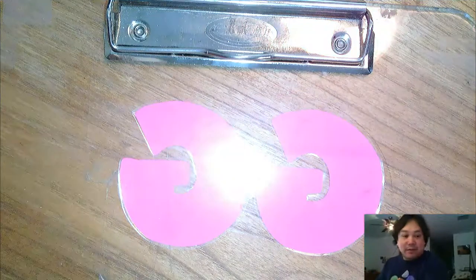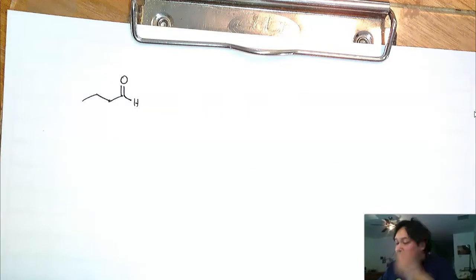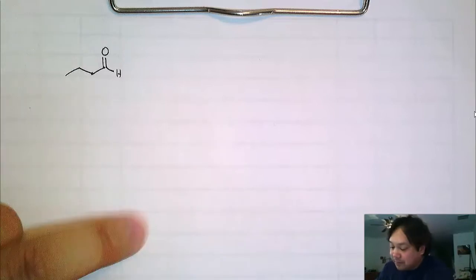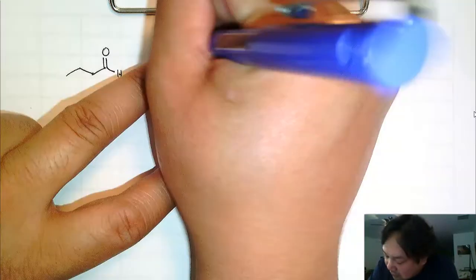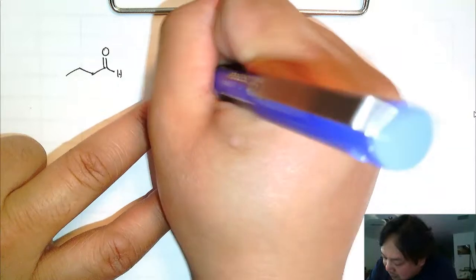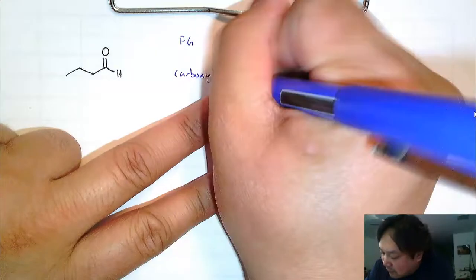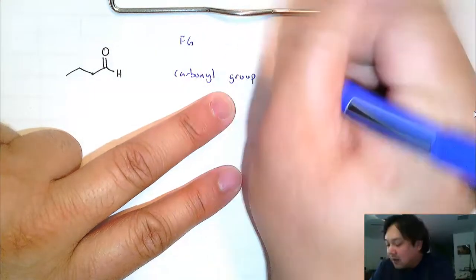But we have a few more molecules. They all have oxygen in them. The next molecule is going to look like this, and the functional group is a carbonyl group. FG, carbonyl. YL. That's going to be important. You'll see in a little bit.